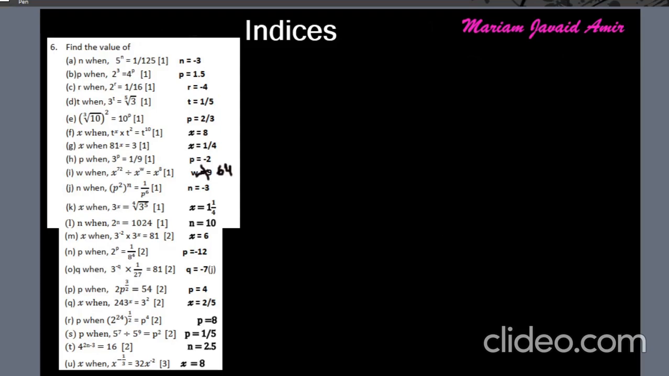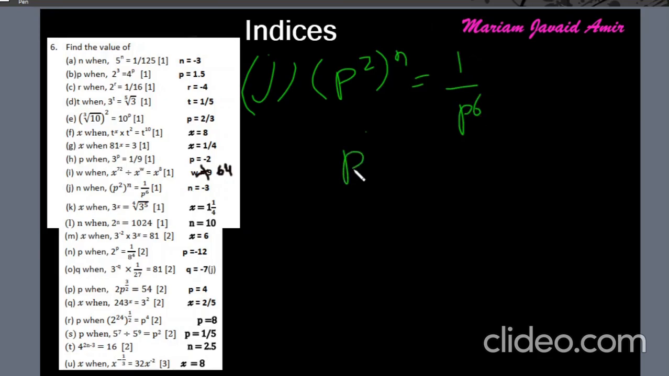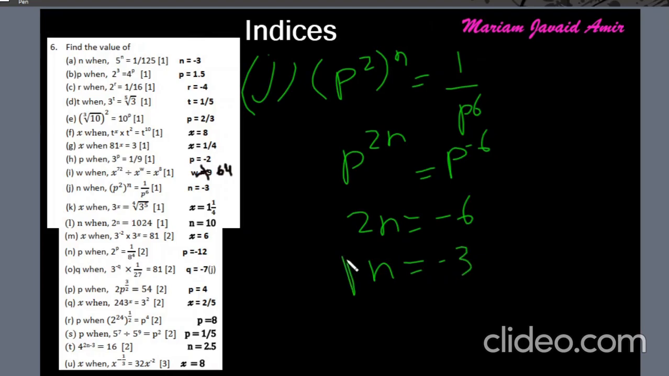Part J. Part J is p square bracket power n equals 1 over p6. So this is simply p power 2n equals p power minus 6. So 2n equals minus 6, n equals minus 3.